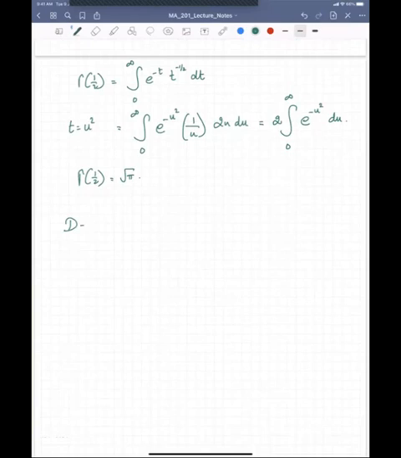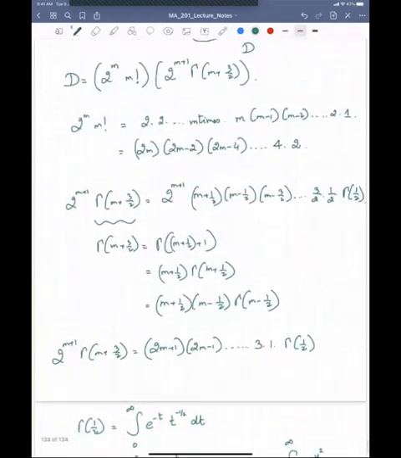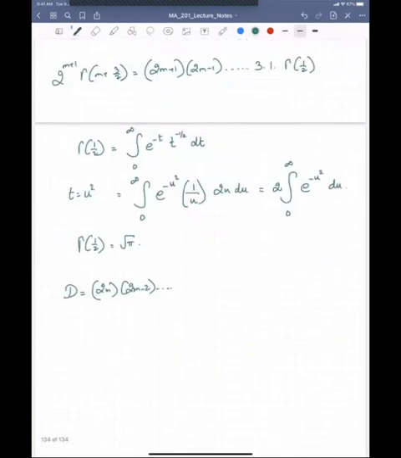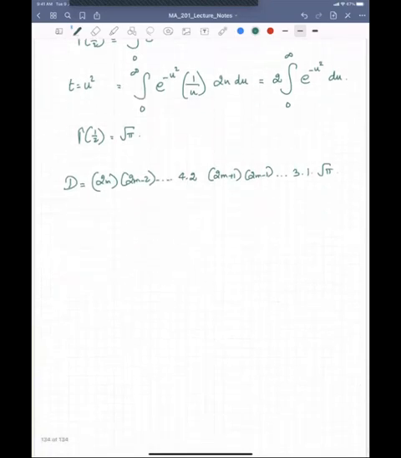The denominator would become, so you will have factors. From the first guy, you will have factors like 2m, 2m minus 2, all the way till 4 times 2. And from the second guy, you will have factors like 2m plus 1, 2m minus 1, all the way till 3 times 1 times square root of pi. Okay. So putting everything together, you would actually find the denominator to be 2m plus 1 factorial square root of pi. Okay.